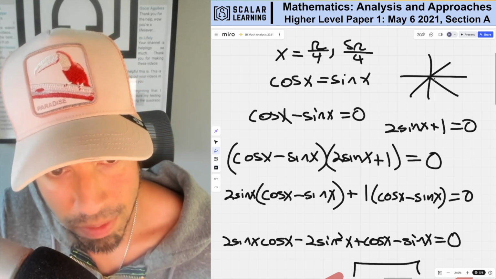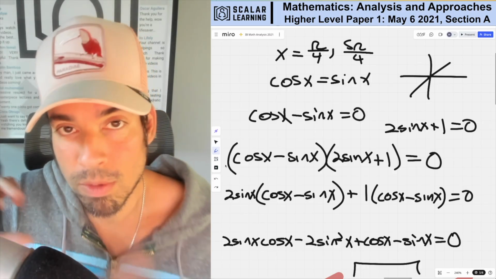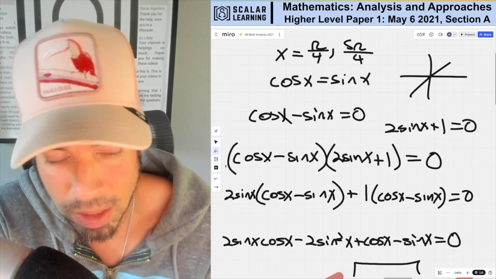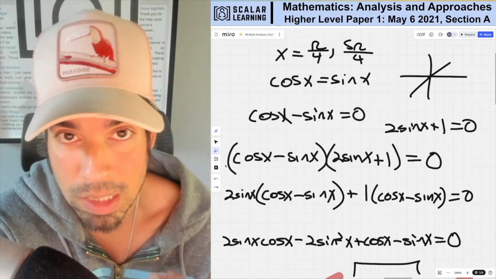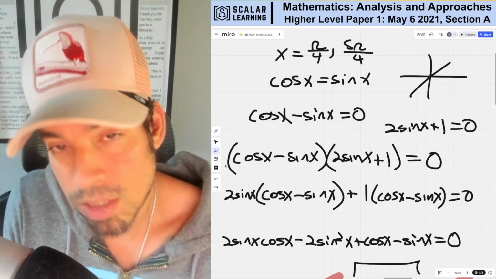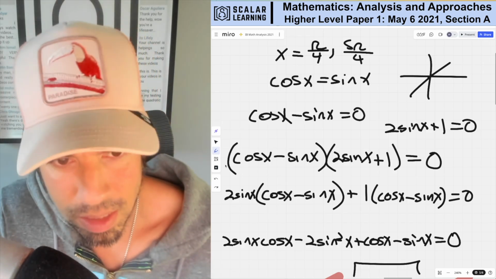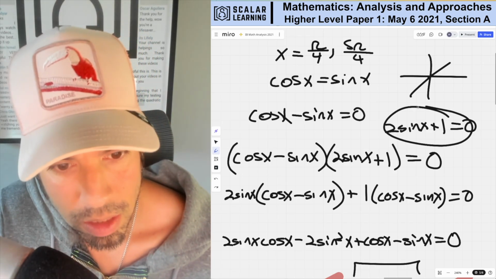Here would be 7 pi/4, here would be 3 pi/4 if you remember the unit circle. But those would not give you correct answers here. Cosine of x would not equal sine of x because in quadrant 2, cosine is negative, sine is positive. Likewise, in quadrant 4, cosine is positive, sine is negative. But we need them to be the exact same. Okay, and then we also get some more solutions here.